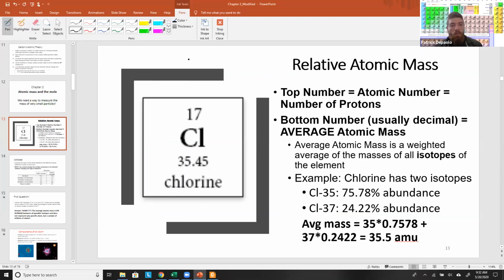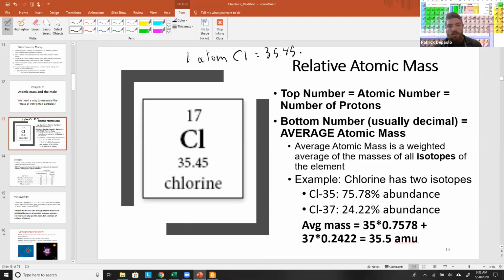So what you can say is 1 atom of chlorine equals 35.45 on average, AMU. What you can say also is 1 mole of it, a mole is a gigantic number, which we'll talk about in a minute. A mole of it has a mass of 35.45 grams per mole. So we're using that same number, and they made a conversion.